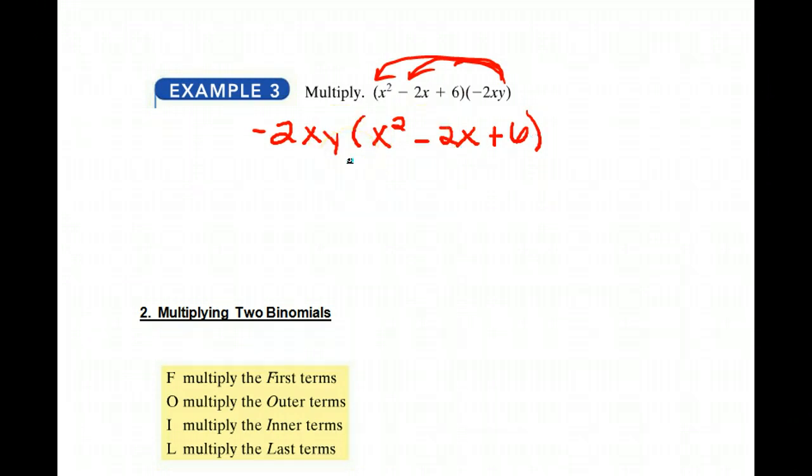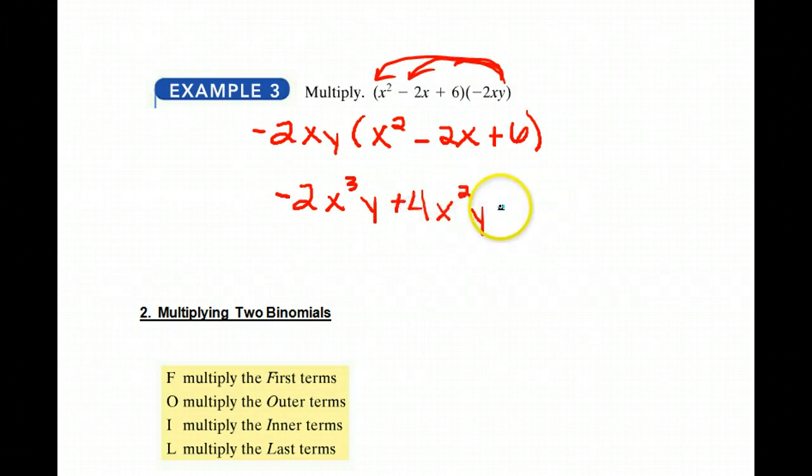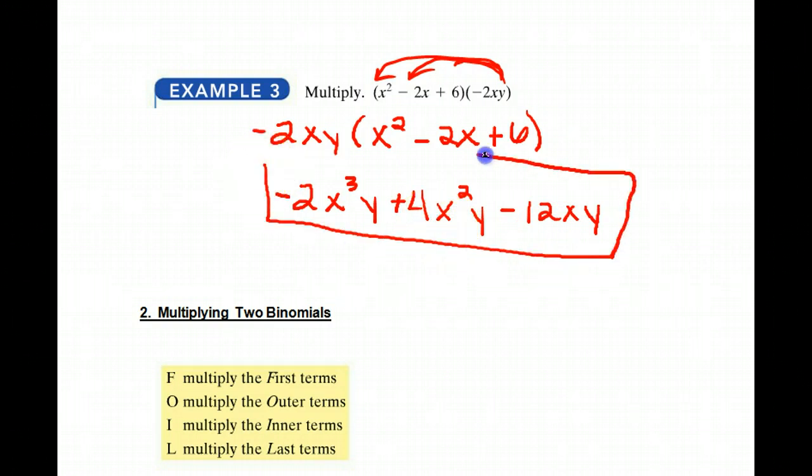Once you get that rewritten, if that's your preference, then you're just going to distribute as we have in every other example. So we have negative 2x cubed y, positive 4x squared y, and negative 12xy. Always check to see if you can combine like terms. We cannot, so this is our final answer.